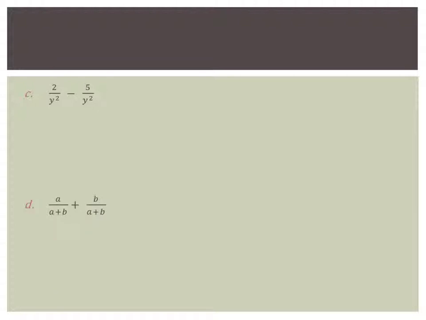Example C, 2 over y squared minus 5 over y squared. So I have a common denominator of y squared. 2 minus 5 is negative 3. And D, a over a plus b plus b over a plus b. So my common denominator is a plus b. My numerators are a and b. So I have a plus b over a plus b, which is equal to 1.